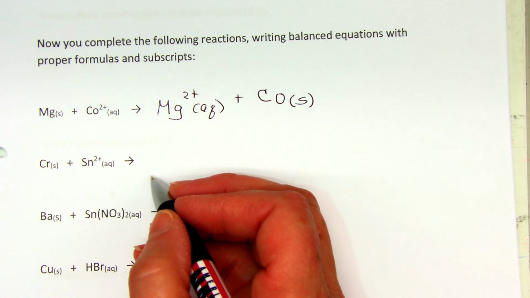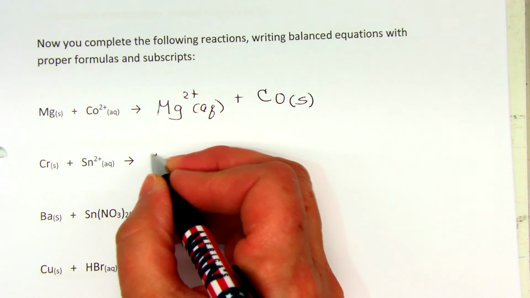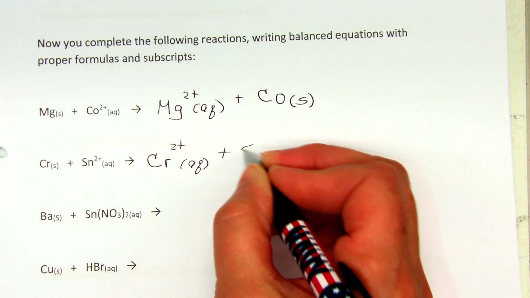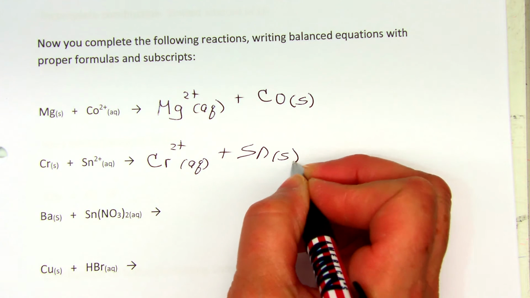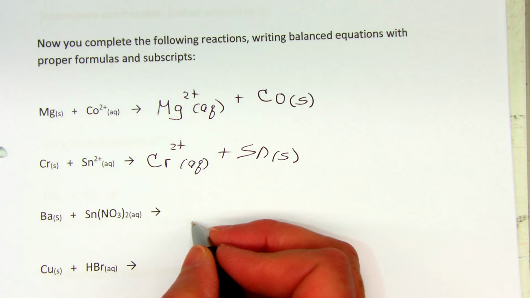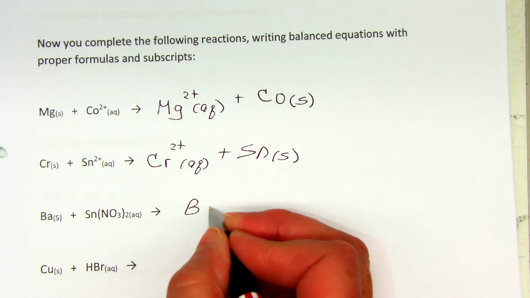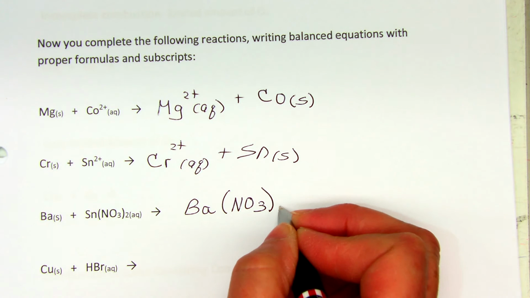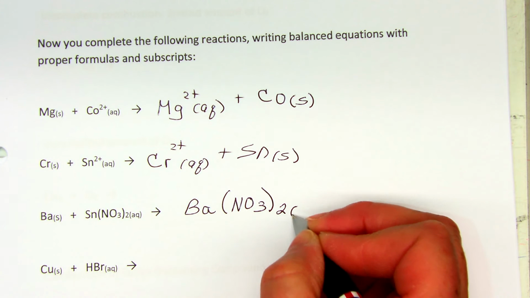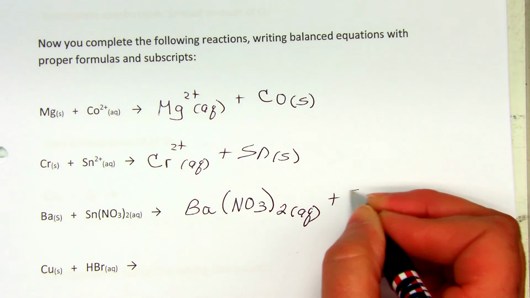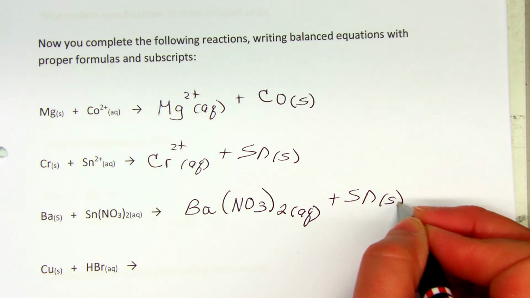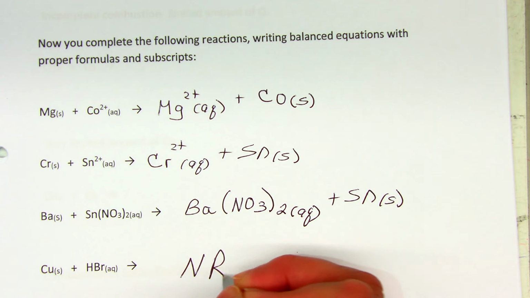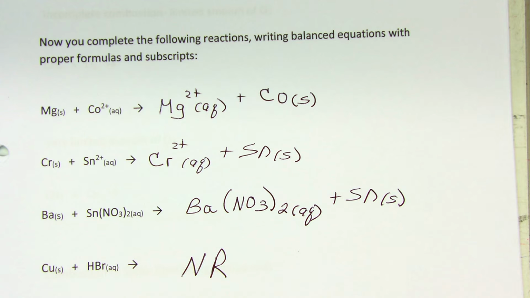Okay, how about the next one, Allie? Chromium 2+ aqueous plus 2. And tin solid. Brady? And the last one, Reagan? No reaction. So those are pretty straightforward.